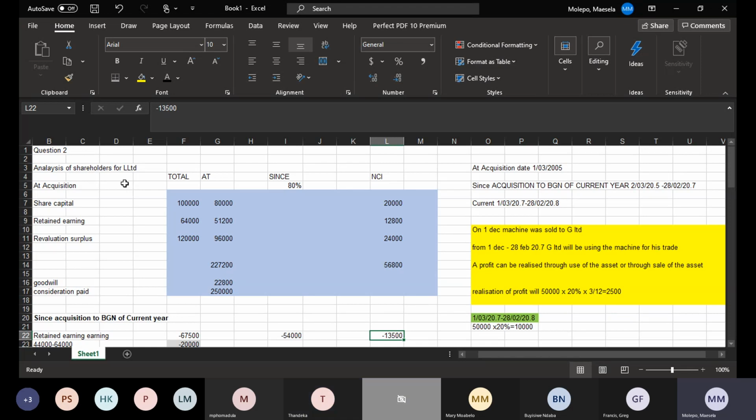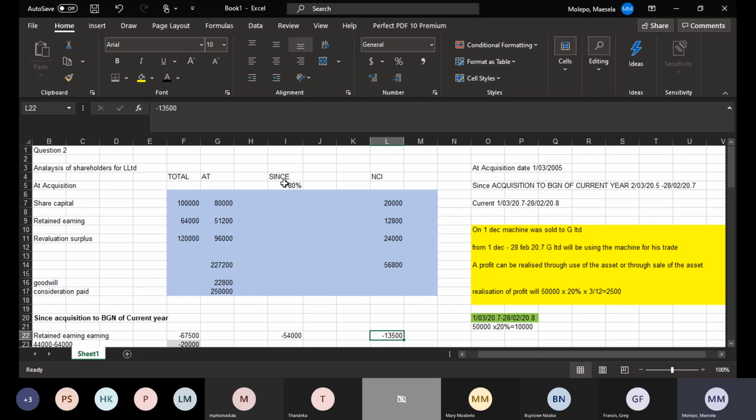Yes. Okay. If it happened that G Limited sold the machine outside the group, the same 50,000, the profit which was unrealized and maintained by L, will now become a realized profit. So you saw that we deducted the 10,000, right? That deduction of the 10,000 will no longer be minus 10,000. We're going to minus the whole 50,000. The reason being, the whole asset was sold to the person outside the public.